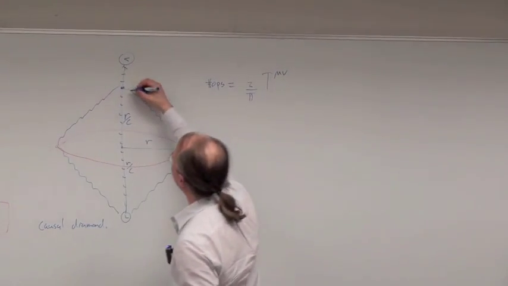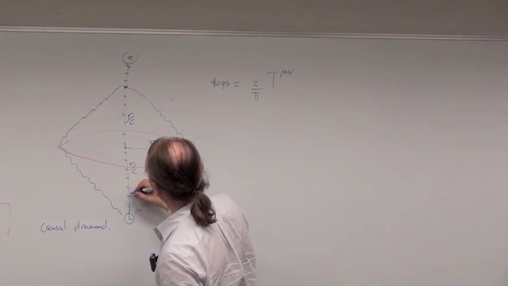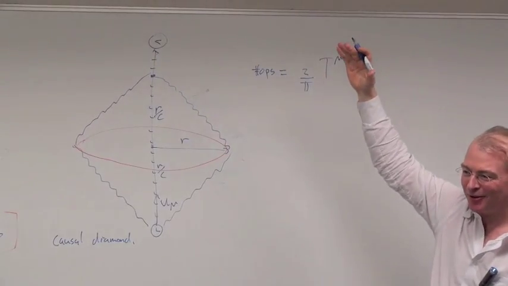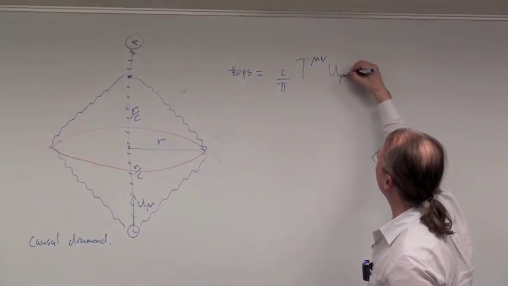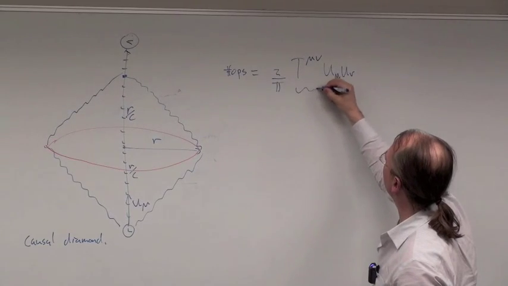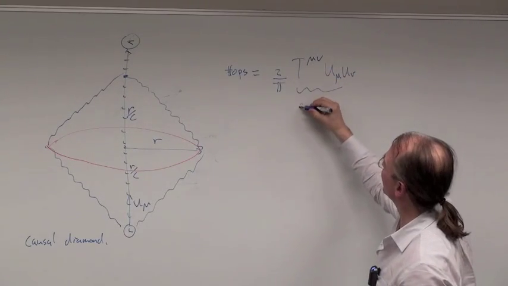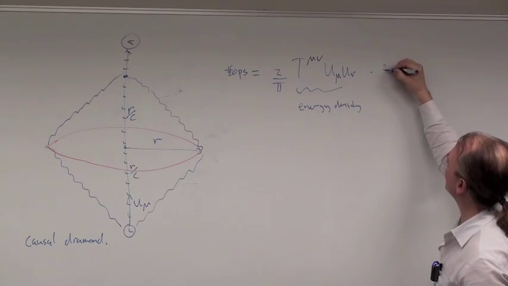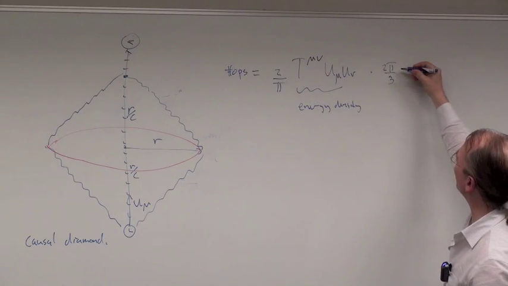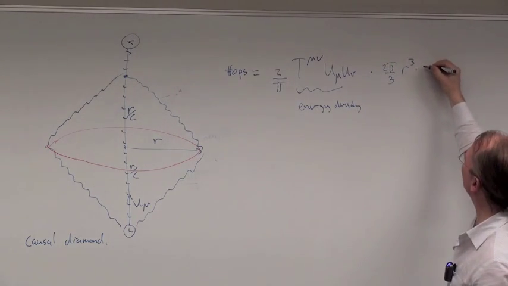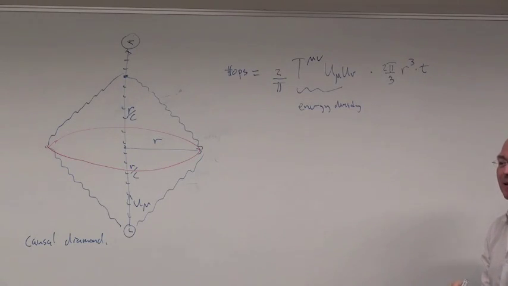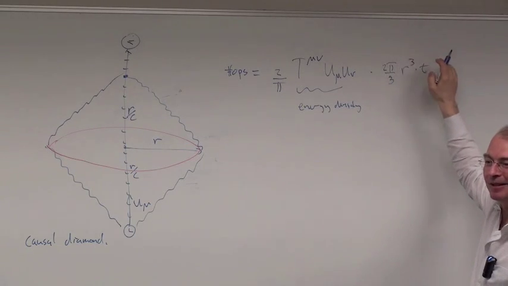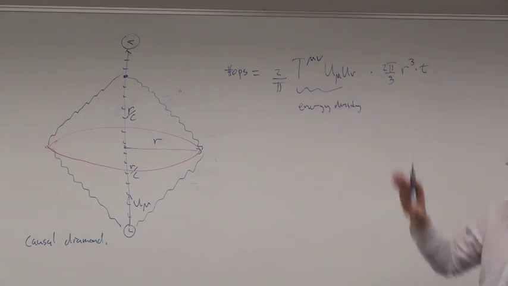Okay, so here is, we'll call this vector here U mu. So this is the time-like vector that the clock is following. And so this right here, this is the energy momentum tensor, this is energy density. We have to multiply times the volume. It turns out the volume of this causal Bishi is 2 pi r cubed times t. So this is energy density times volume is energy times t. This is this energy time product. So this is the number of ops.